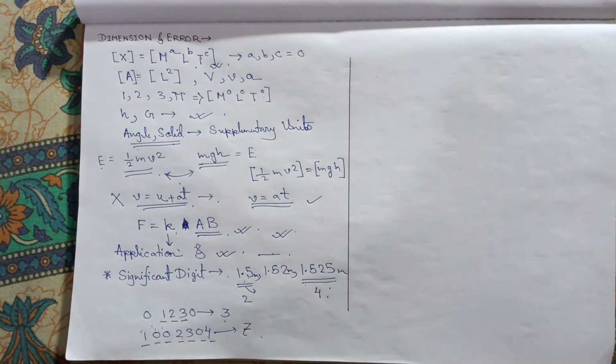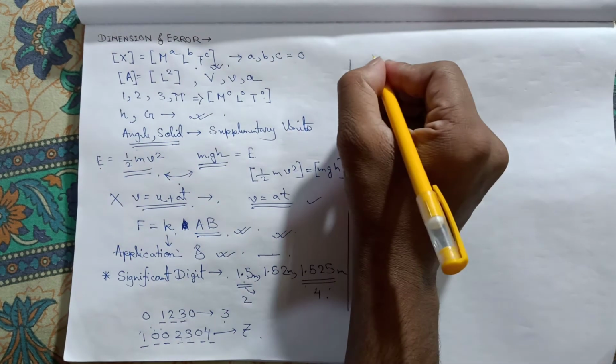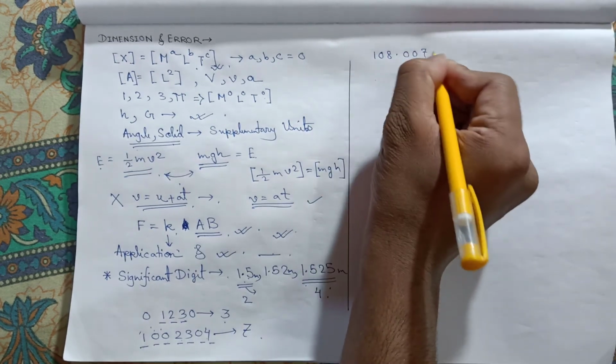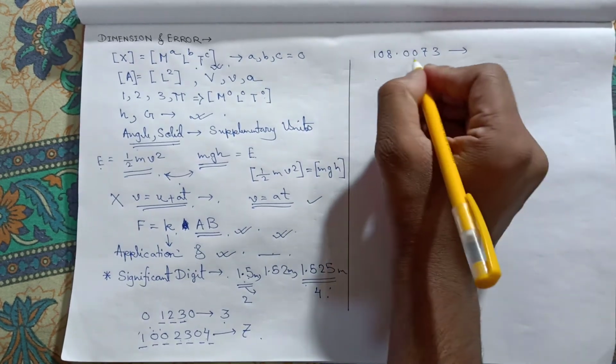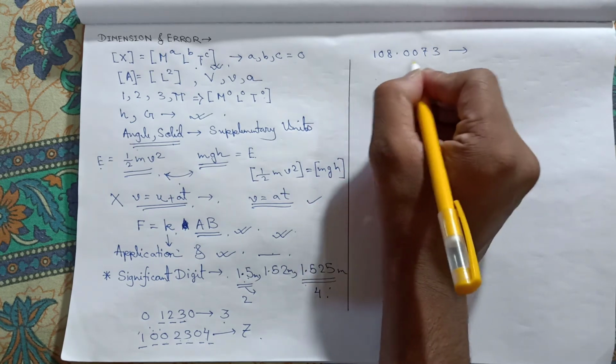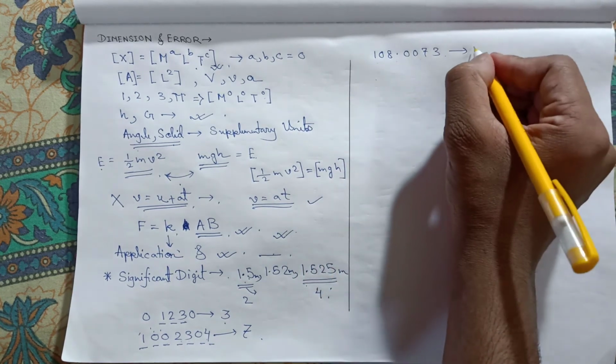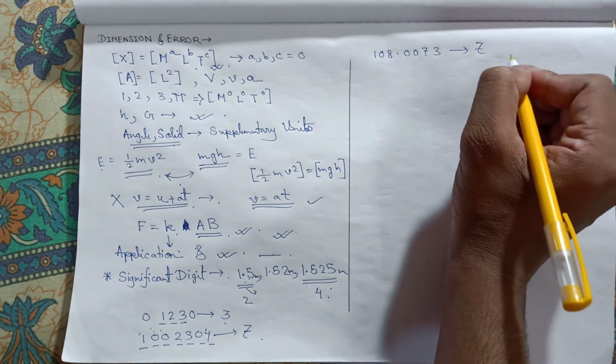So what if we consider some decimal points? For decimal points it is similar, 108.1007. For that also all the zeros in between non-zero numbers are significant, so 1 to 3 to 5 to 7. Here also the number of significant digits is 7.